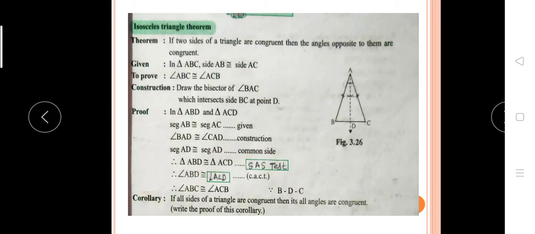Okay, so today I am going to start your next theorem, that is the isosceles triangle theorem. Before that, what did we learn? We learned the exterior angle theorem and the properties of triangles. On that basis, we solved the examples.